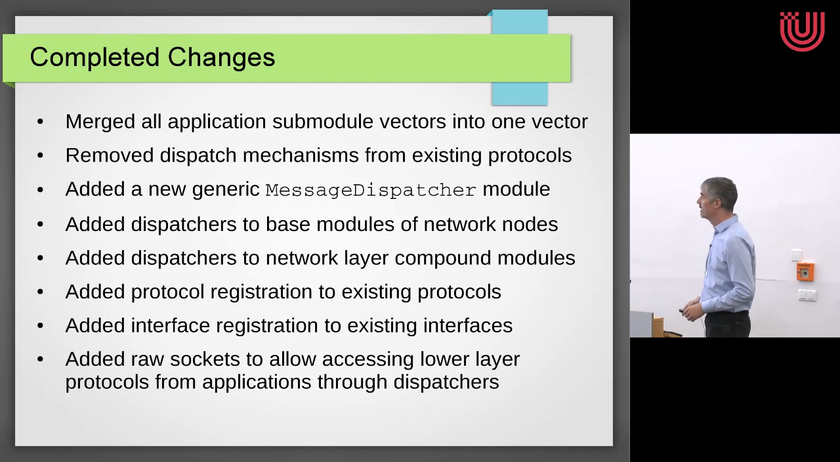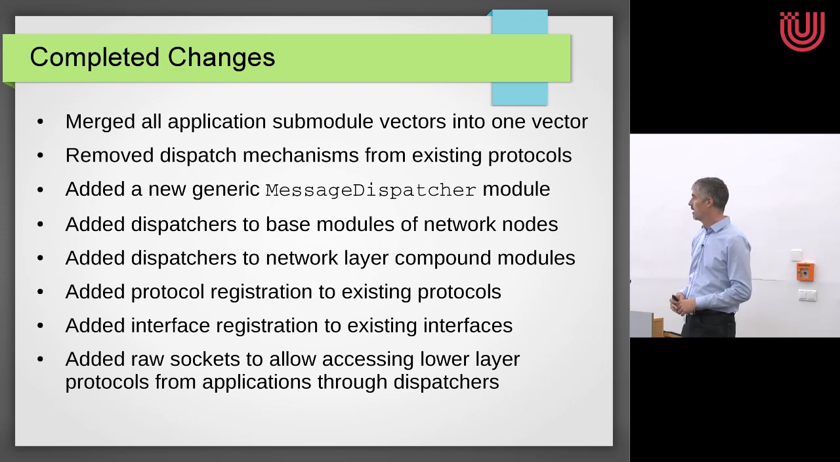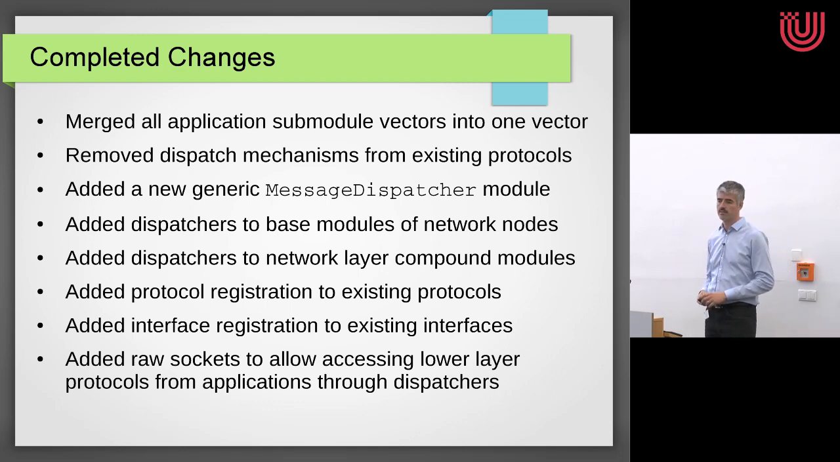And this summarizes the complete changes. I don't want to go into all the details. Basically, we eliminated the dispatch mechanism from all the protocols and replaced it with a common message dispatcher and changed all the necessary code to work. So basically, INET has been completely ported to this new architecture. We also added raw sockets so that you can access the lower layer protocols directly from your applications. For example, you can directly access IPv4 or Ethernet, depending on your application.